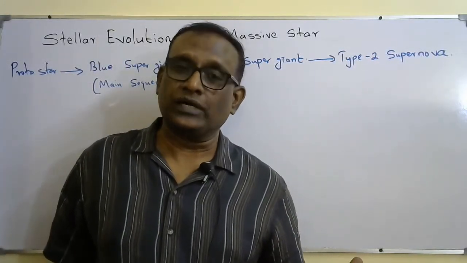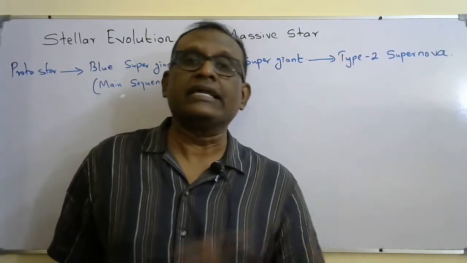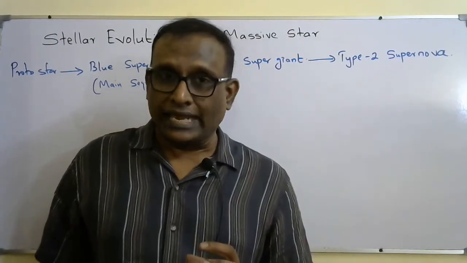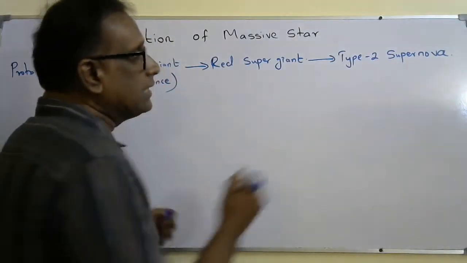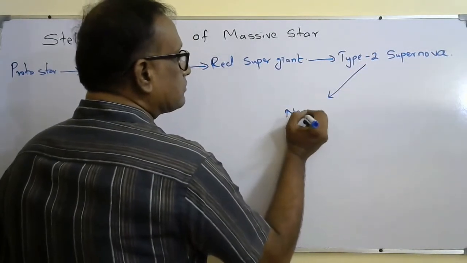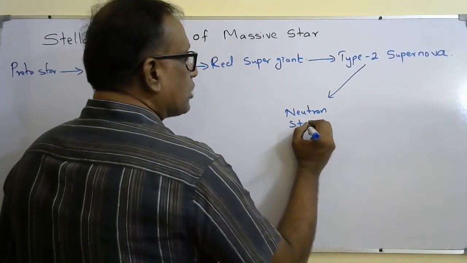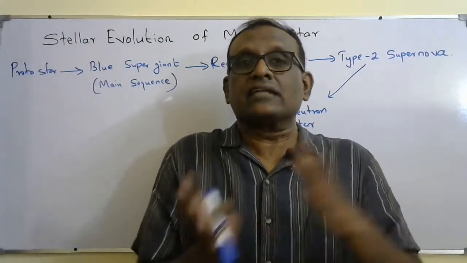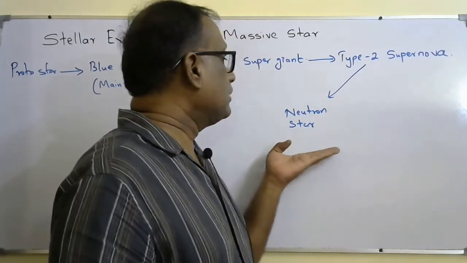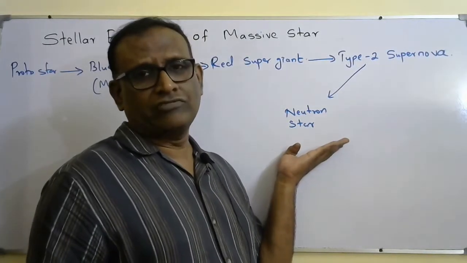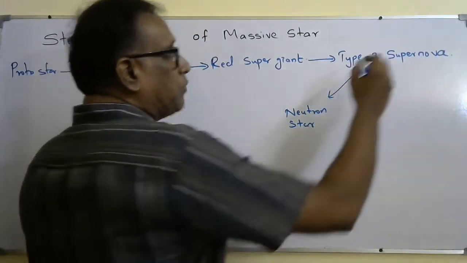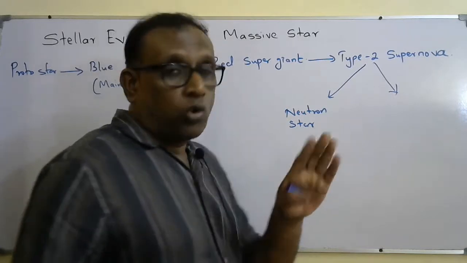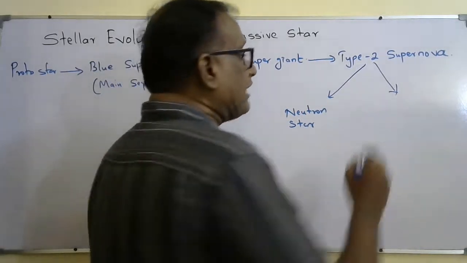Then after the supernova, the core remnant could become two different types. If the mass of the core remnant is lower than 3 times the solar mass, it will become a neutron star. So if the mass of the core remnant after type 2 supernova is less than 3 times the solar mass, it will become a neutron star. It consists of full of neutrons. If the mass of the core remnant after the type 2 supernova is more than 3 times the solar mass, it will become a black hole.